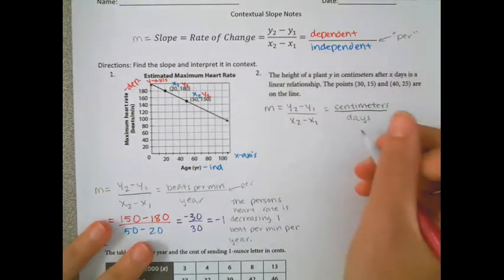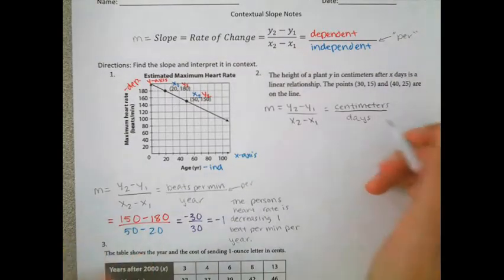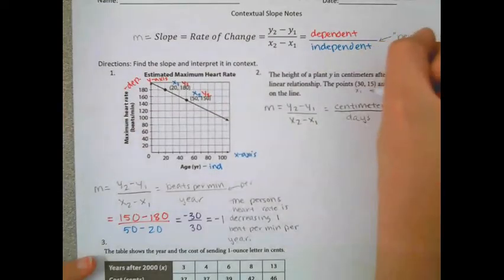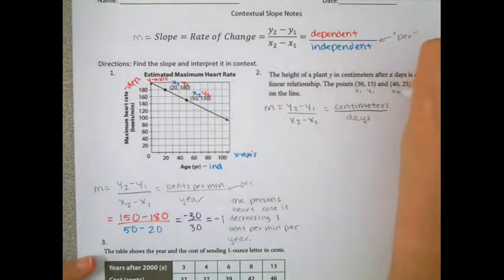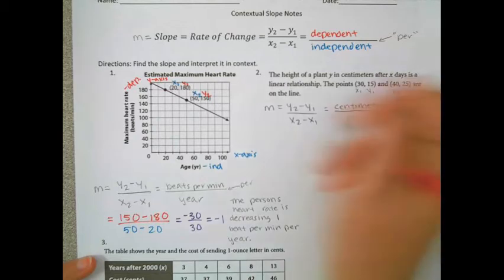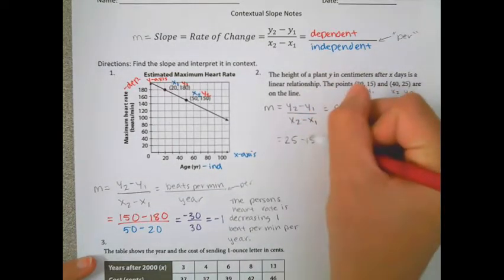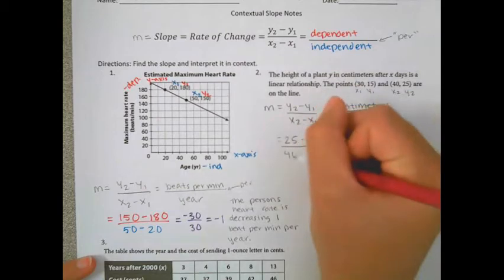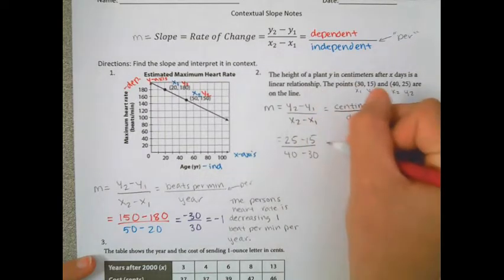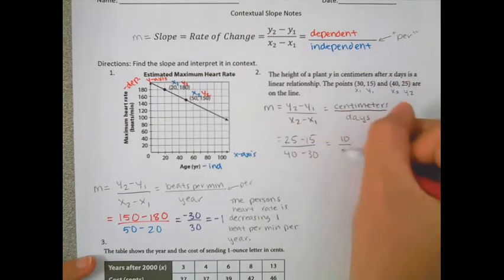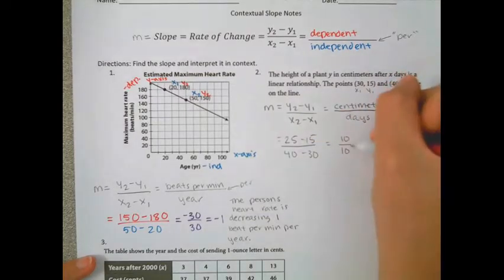So now we're going to take our points and perform the slope formula. So if this is x1, that's y1, x2, y2. So let's do 25 minus 15 over 40 minus 30. And then we have to simplify. So 25 minus 15 is going to give me 10. And then 40 minus 30 is also 10. So when I simplify the same number with the same number, I get 1.